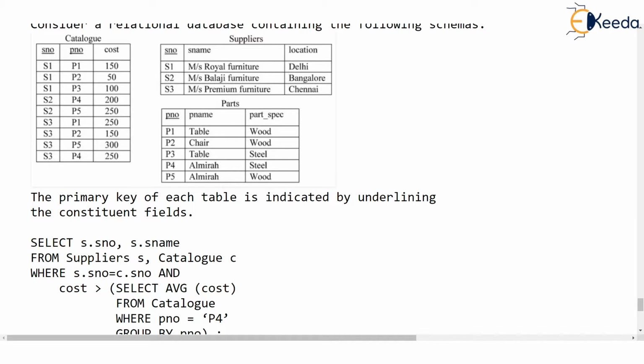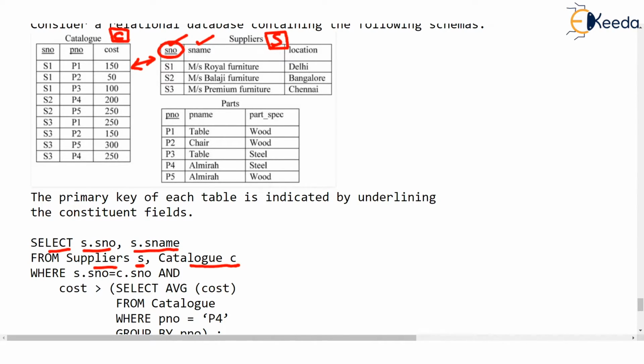So we won't be writing much description about this, but observe what we are doing here. We are selecting s.sno and s.sname from suppliers S. So this suppliers table is now named S, correct? What we are listing is supplier number and supplier name, but we have utilized two tables, suppliers S and catalog C. C is the name given to the catalog table. Surely these two tables are getting joined on the common column supplier number.